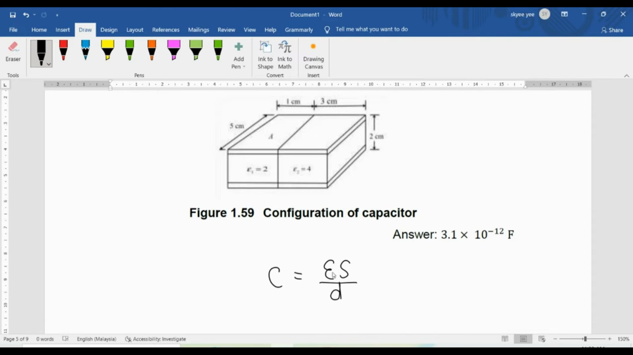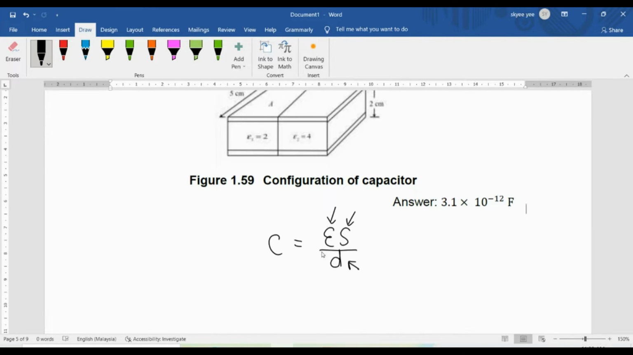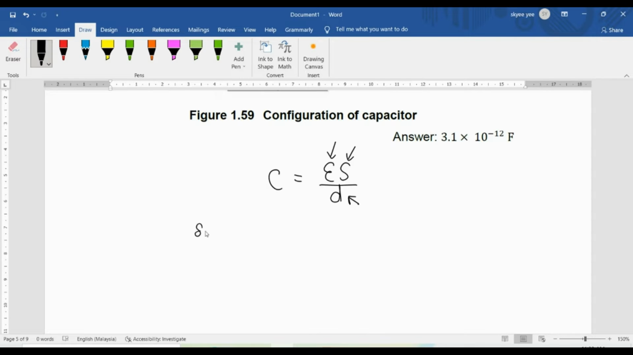The capacitance depends on, of course, the material in between, the area, and also the plate separation. The distance, you see, is 2 centimeter. For the area of the whole plate, you can calculate it: 5 multiplied by the length over here, 4. But for this configuration, you have two materials, meaning you have to decide whether this is a series or parallel capacitance. You have to decide it.